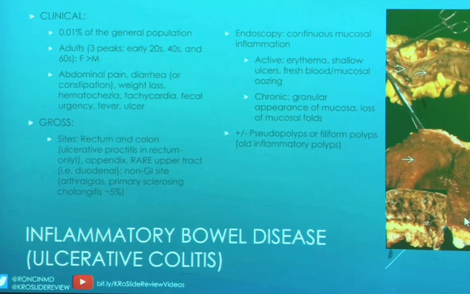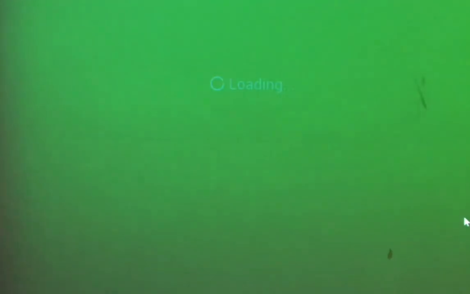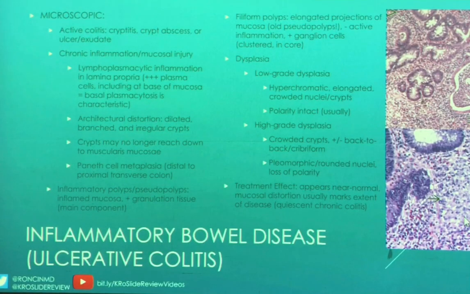You may see pseudopolyps or inflammatory type polyps, and you can also see filiform polyps, which are old inflammatory polyps. Microscopically, we can see a combination of either active colitis, which would include things like cryptitis, crypt abscess, or ulcer and exudate, which is what we're seeing up here. So this is a crypt abscess.